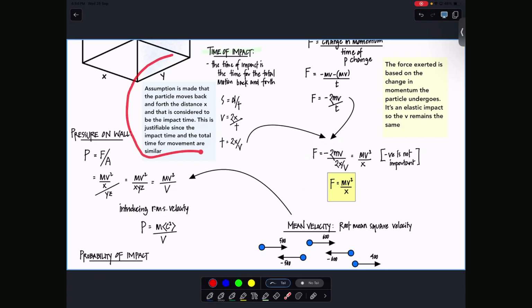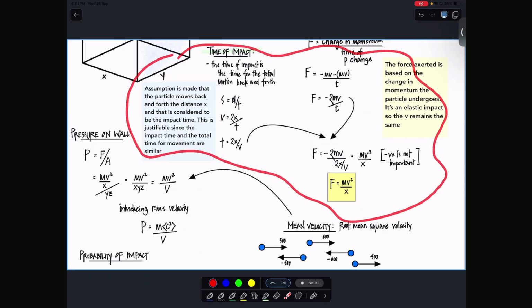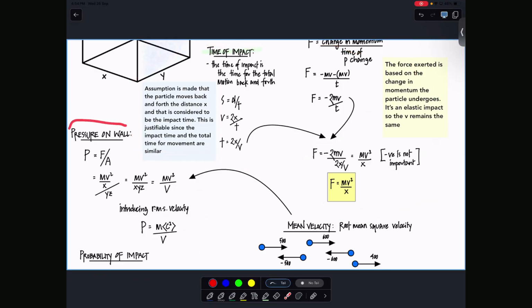So all the calculation here is for one particle. And then once you find the pressure, that's for many particles. So you need to find the average.